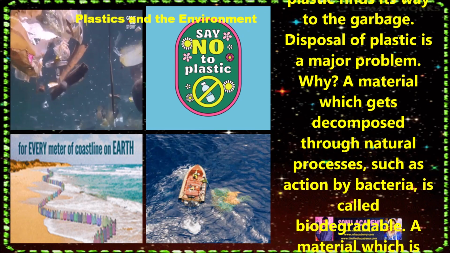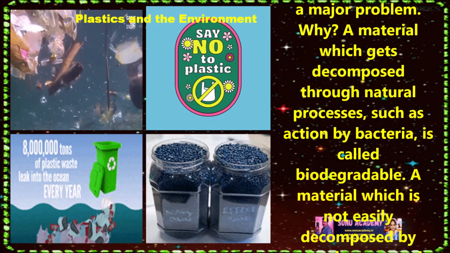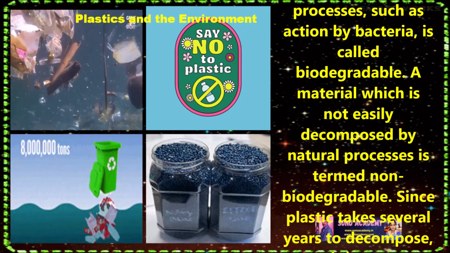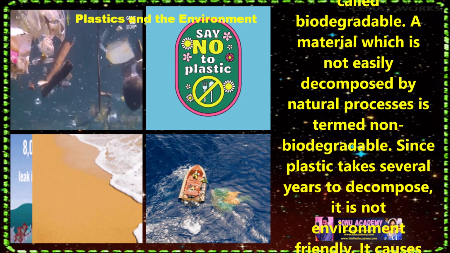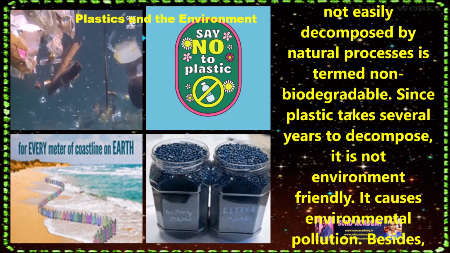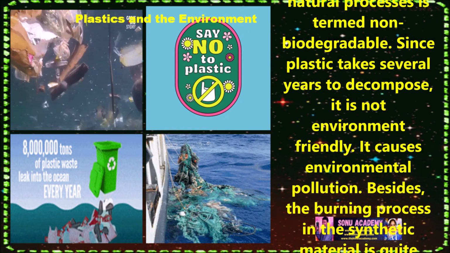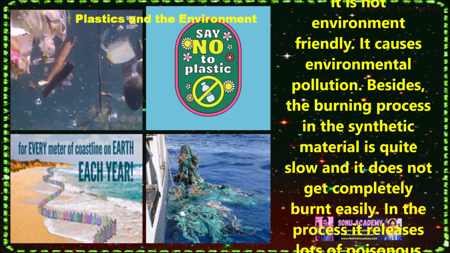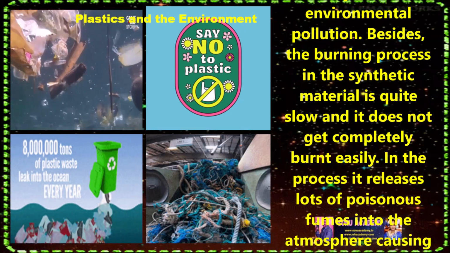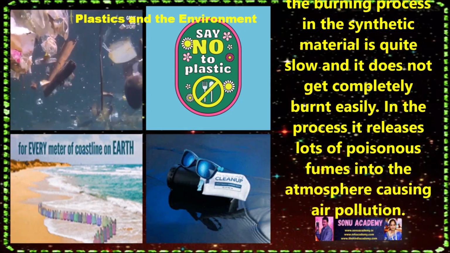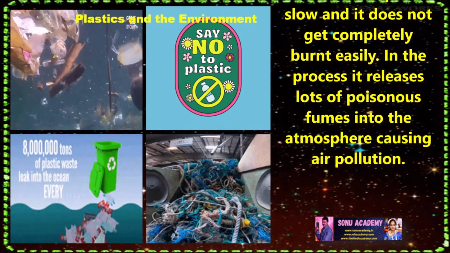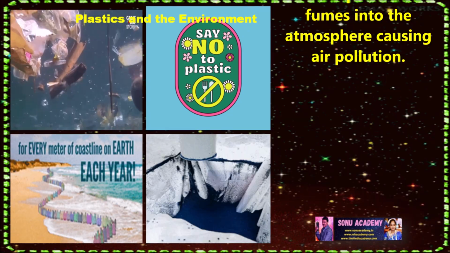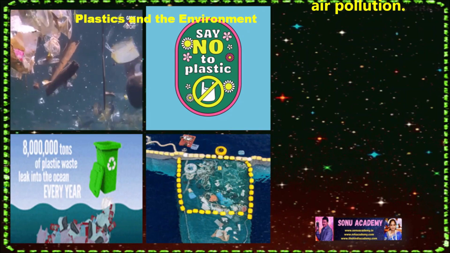Why? A material which gets decomposed through a natural process such as the action of bacteria is called biodegradable. A material which is not easily decomposed by a natural process is termed non-biodegradable. Since plastics take several years to decompose, they are not environment friendly. It causes environmental pollution because the burning process of synthetic material is quite slow and it does not get completely burnt easily. In this process, it releases lots of poisonous fumes into the atmosphere, causing air pollution.